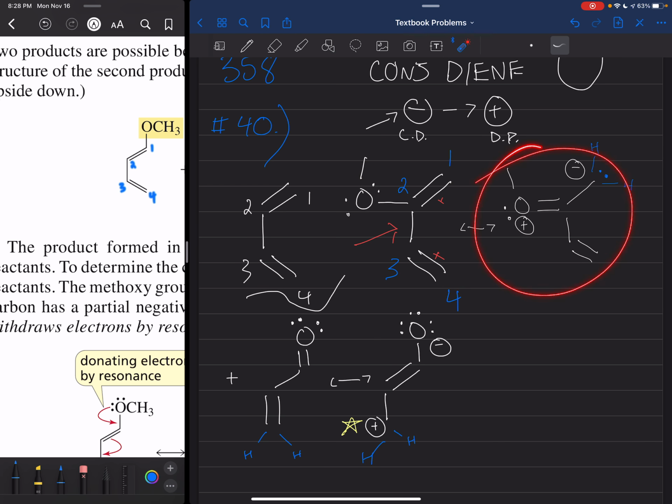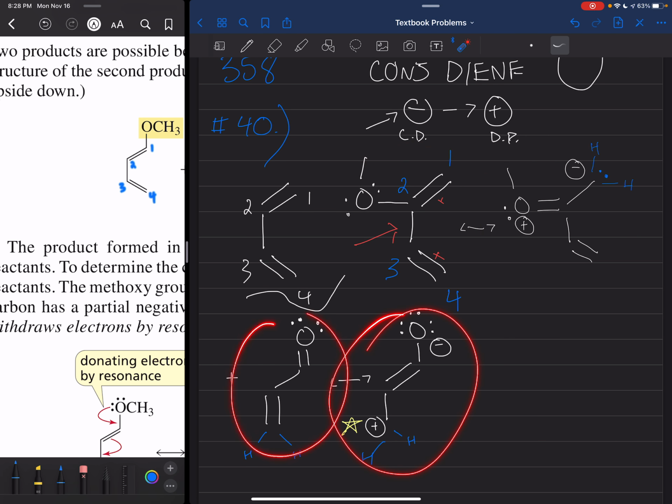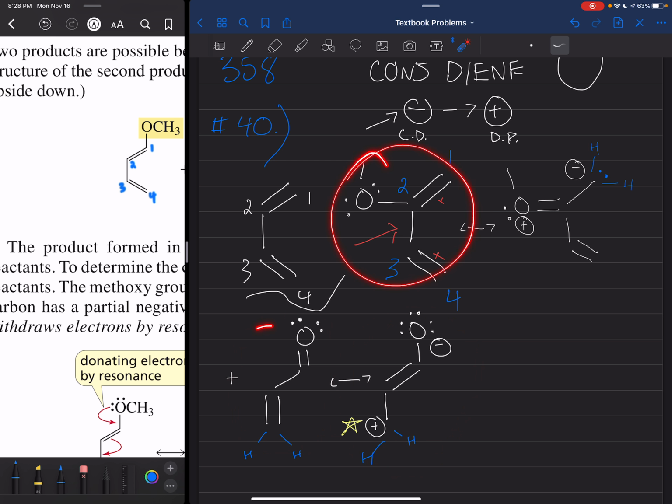This is still a neutral charge. This is a neutral charge. This is a neutral charge. This is a neutral charge. That's why these are the identical compounds. They're resonance contributors, all right? This is just a better way to draw it. But in this case, we need to resonate because we need a charge to make a preferred major product.